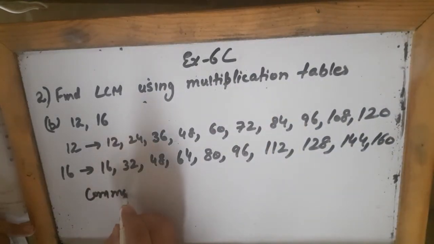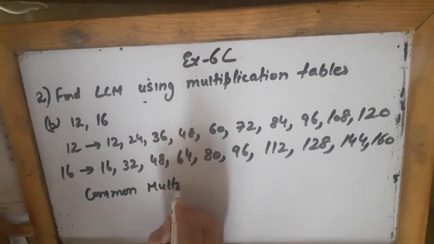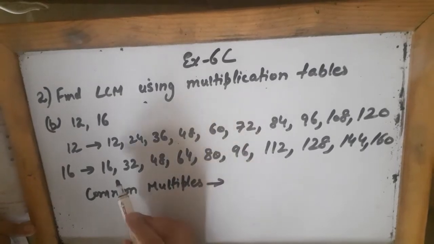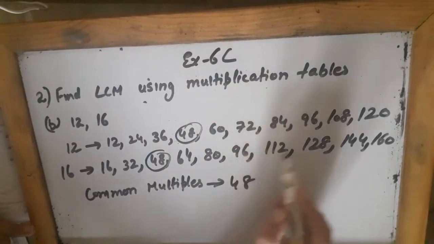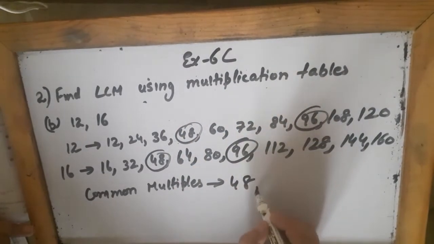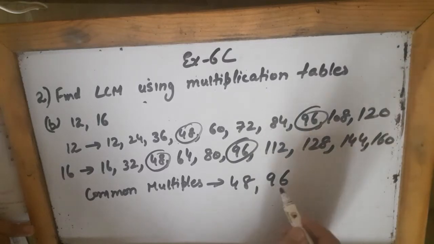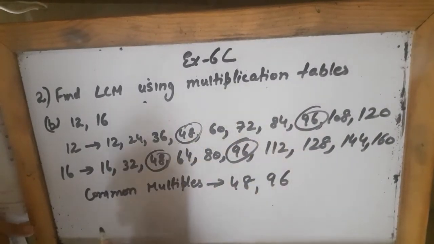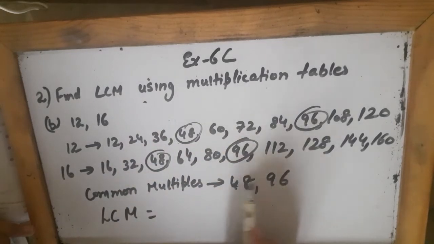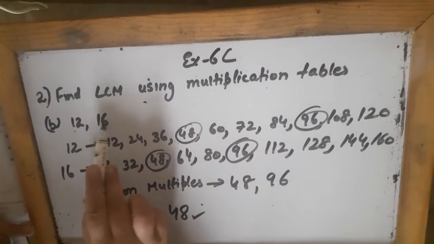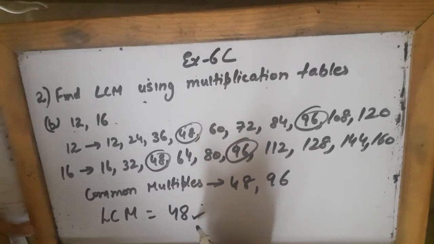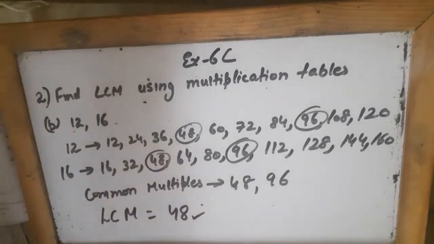Now I will see which are the common multiples in both of them. 48, the first common multiple is 48, then the next common multiple is 96. Now the common multiples are 48 and 96, and out of this, which is the smallest multiple? Which is the smallest out of them? It's 48. It means that the LCM of both these numbers is 48. It means 48 is the smallest number which is a multiple of 12 and also of 16.